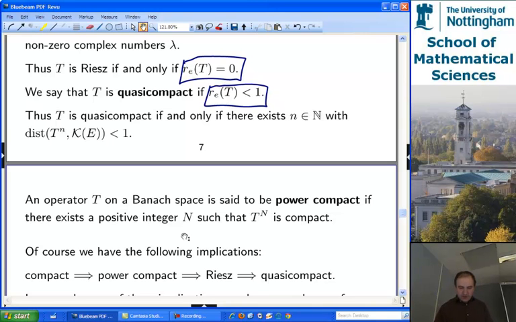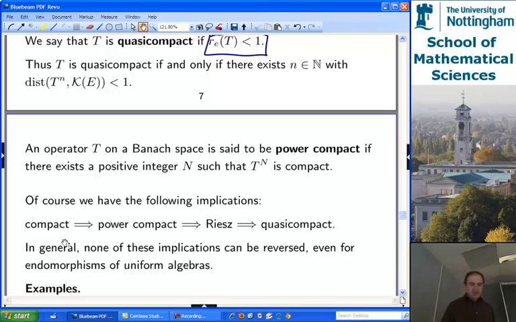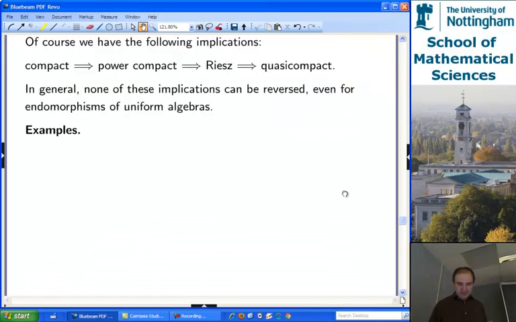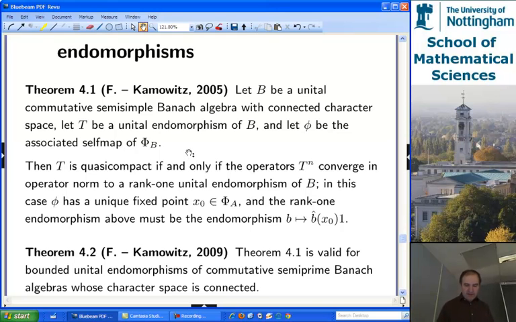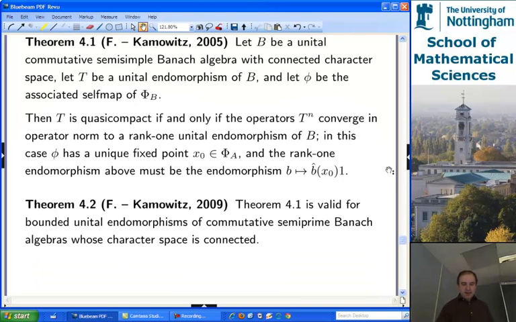And so what you get is compact implies power compact, implies Riesz, implies quasicompact, but converses are false, even for uniform algebras, and I'm not going to have time to show you those examples here. So let me just move on to tell you what are the results we've got then in a completely general setting. So you've got your associated self-map and so on. Here's the one I mentioned earlier. You're quasicompact if and only if the operators T to the n converge in operator norm to a rank 1 uniform endomorphism. And the rank 1 uniform endomorphism, of course, corresponds to the unique fixed point of your self-map.